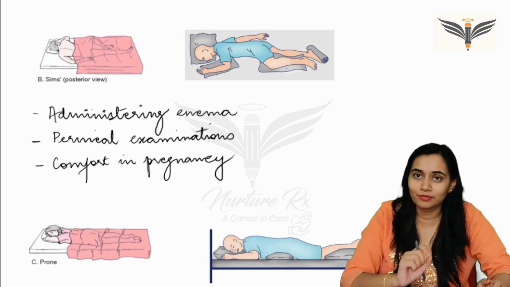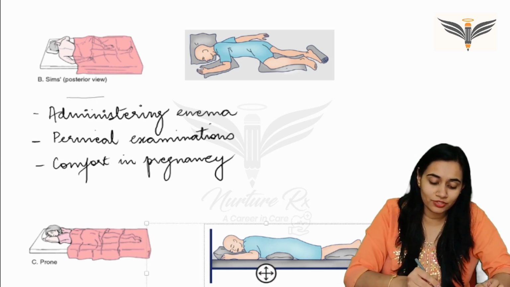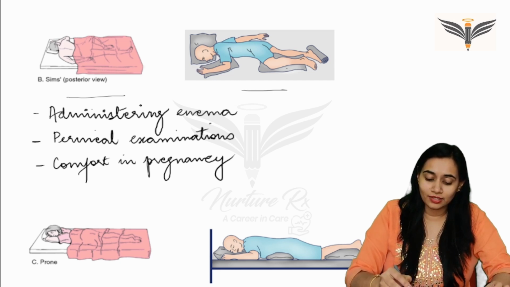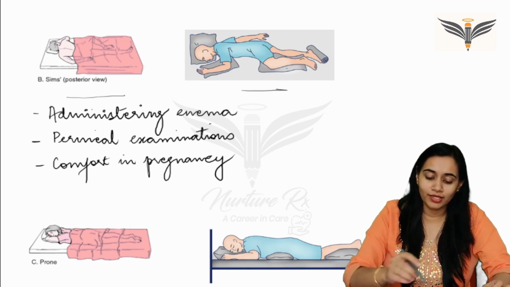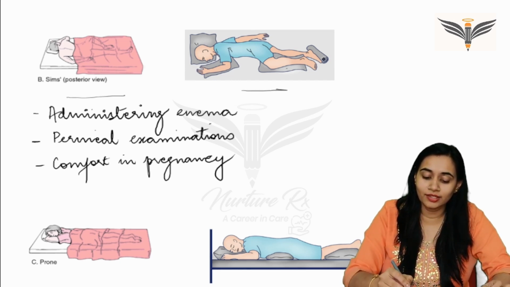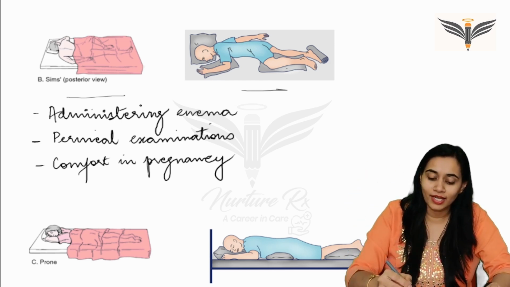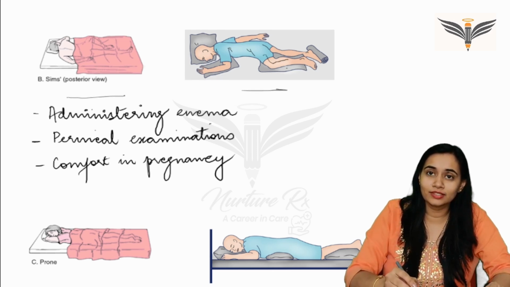This is Sims position. So you can see in the first figure is the posterior view, and in the next figure you can see the anterior view of it. And can you see how the legs have been placed? So the leg which is placed upwards is slightly flexed, and you can see the knee facing forward. So this is the Sims position.